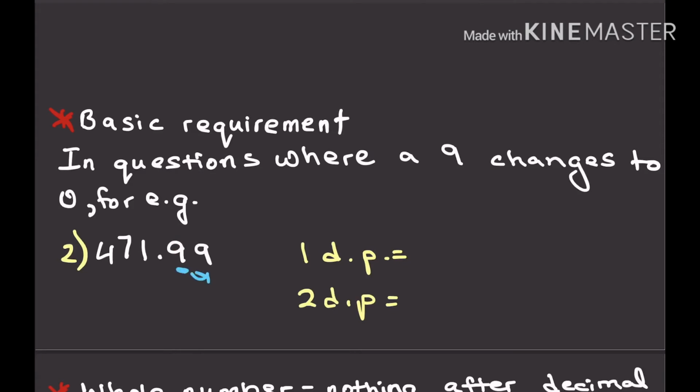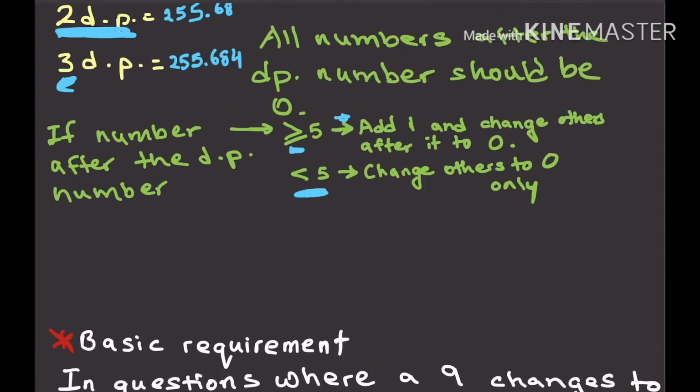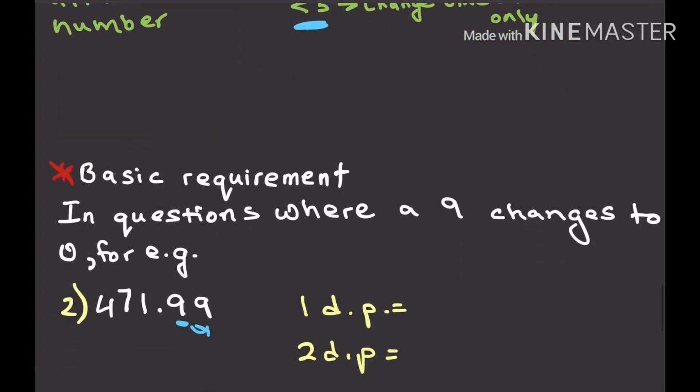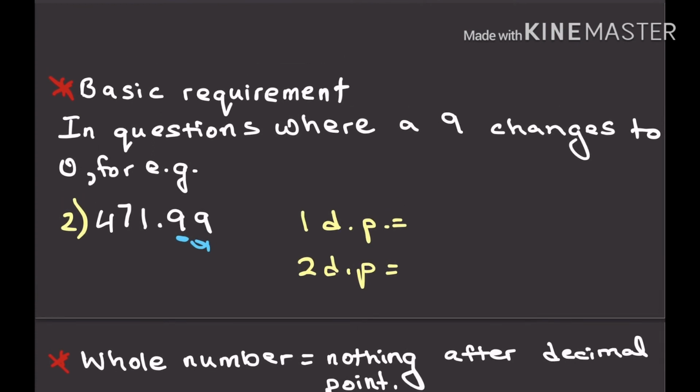So this 9, we're looking at this. The number right after it is 9. Looking at this, it is greater than 5. So we add 1 to the others after the decimal place. We add 1 here and change this. Everything after this is our decimal point number. We change everything after it to 0. So by right, our answer should have been 471.10 and 0. But then that doesn't make sense because you've not done anything to the number at all.